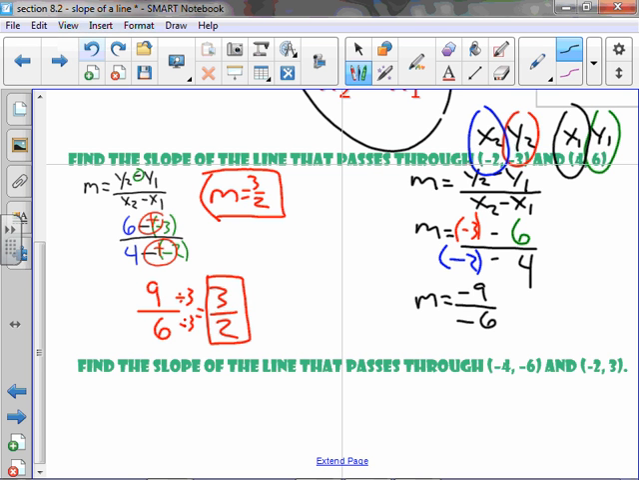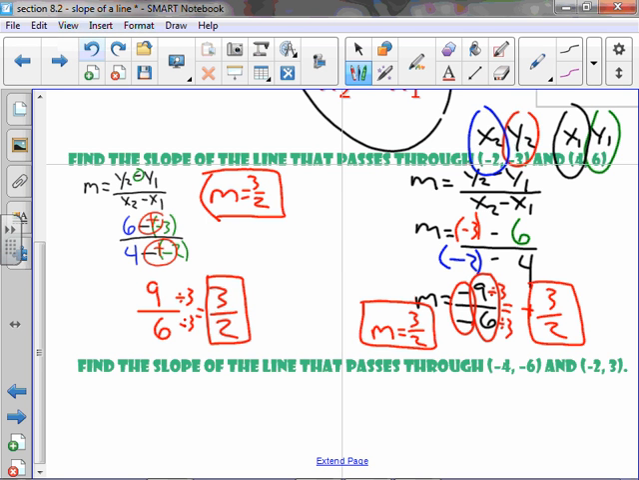Well, dividing negatives works the same way as multiplying. When I have a negative divided by a negative, that just becomes a positive number. And then I have 9 divided by 6. Well, I can again divide by 3, and I get 3 over 2. So my slope is 3 over 2. Notice I get the same thing no matter which way I do this. It doesn't matter which point we pick as x1, y1 and which point we pick as x2, y2, just as long as we have plugged in our numbers correctly.